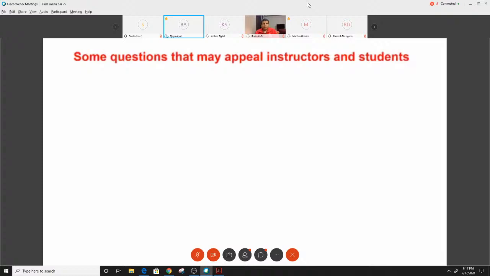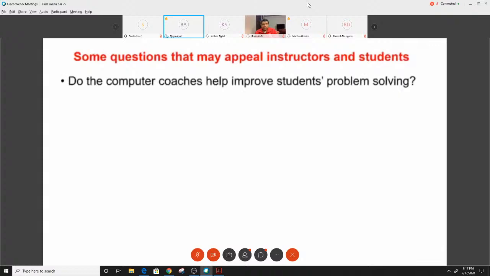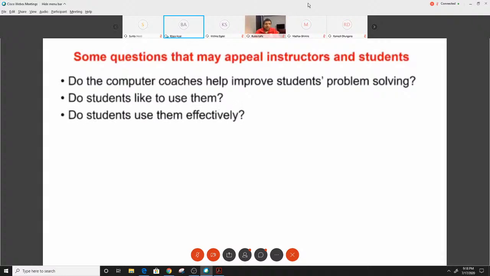Now, yes, this is the tool, but many of you will already have a question or two, maybe multiple questions. So here are some of the things. Do the computer coaches help improve students' problem solving? That is the question many people would definitely ask. Do students like to use them? Even if they are useful, sometimes people don't like to use them. Do students use them effectively?